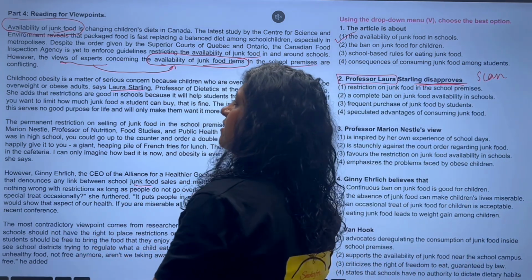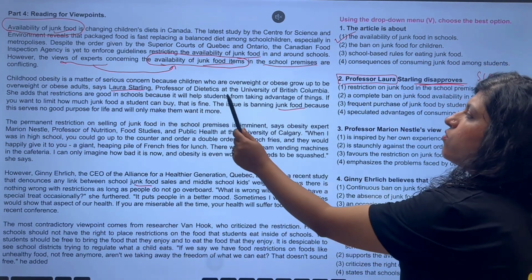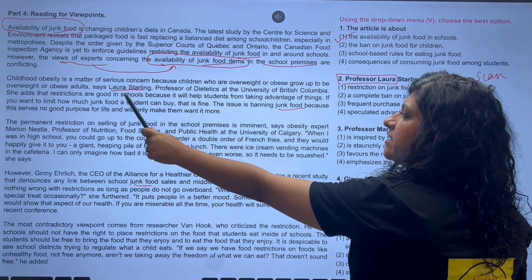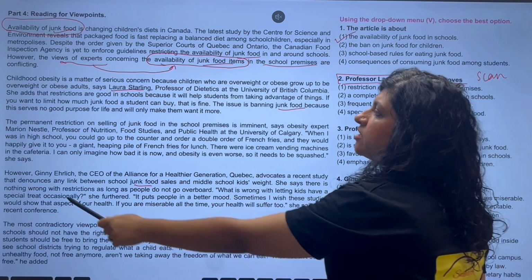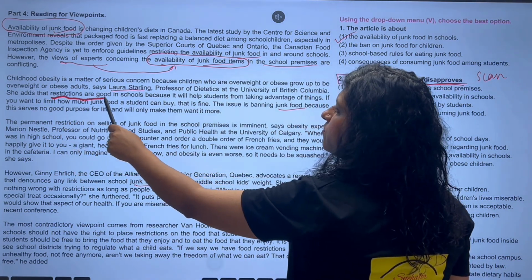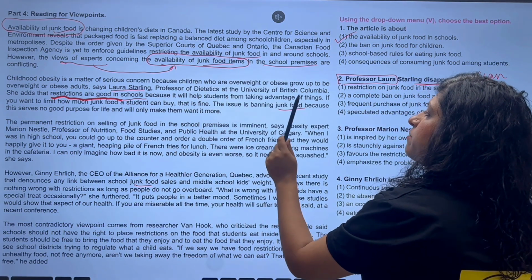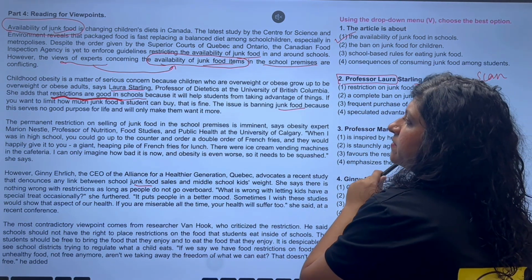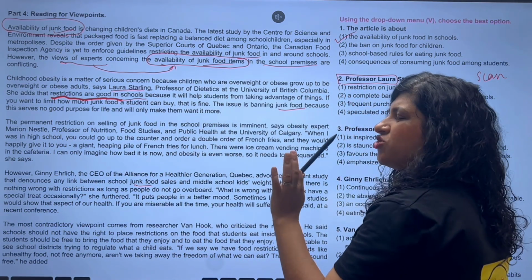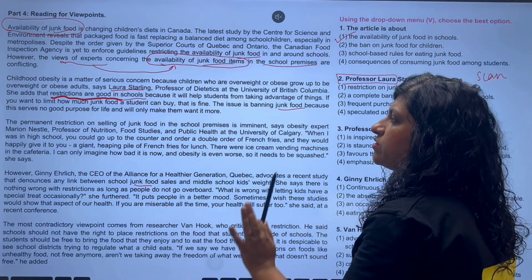Now, she says, childhood obesity is a matter of serious concern because children who are overweight or obese grow up to be overweight or obese adults, says Laura. She's a professor. She adds that restrictions are good. Now, this is her viewpoint. Restrictions are good in schools because it will help students from taking advantage of things. If you want to limit how much junk food a student can buy, that is fine. That means she agrees with putting restrictions on junk food in schools.